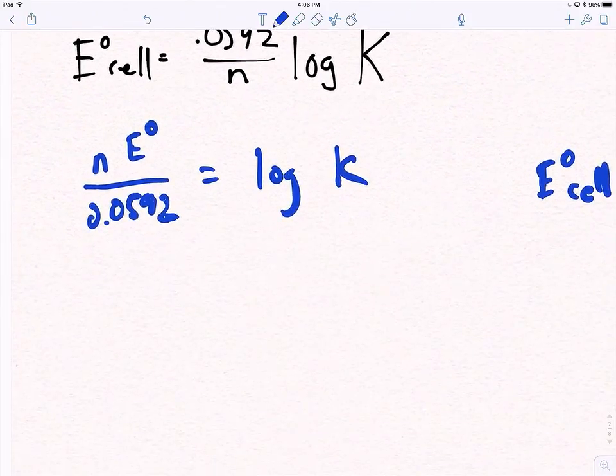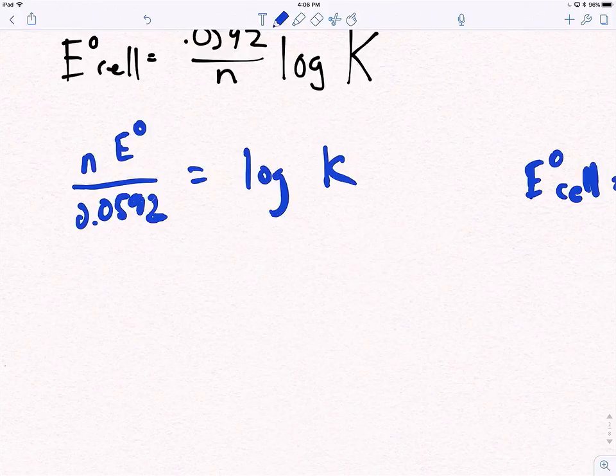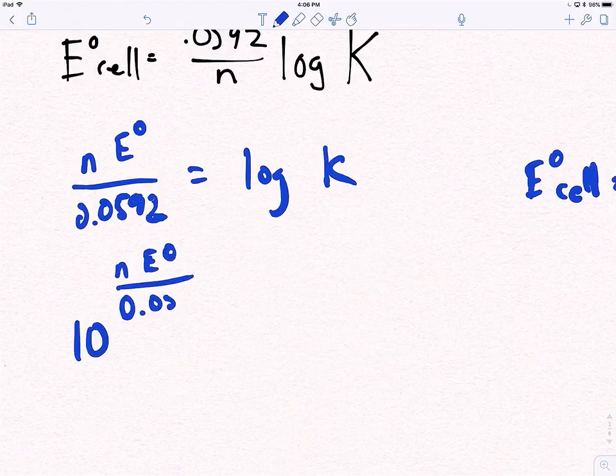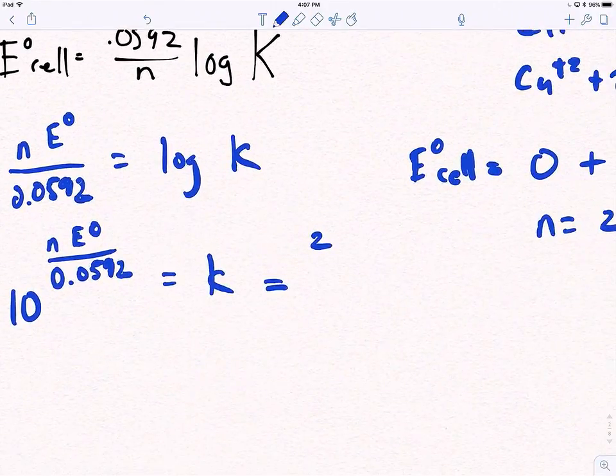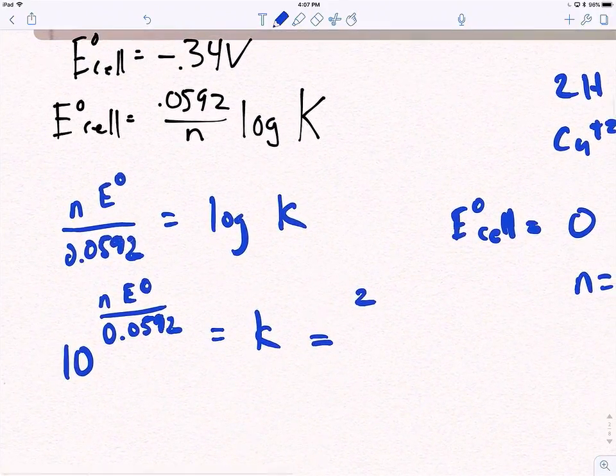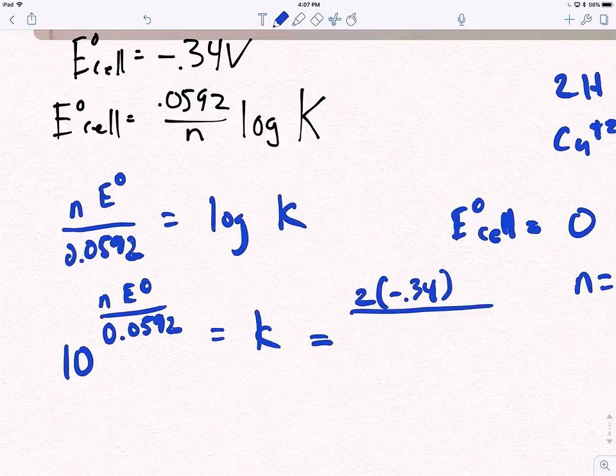And you can get rid of that by taking 10 to both sides. So that means 10 to the N E0 over 0.0592 equals K. Okay? So that means 2 moles of electrons. What is E0 cell? Minus 0.34. 2 times minus 0.34 over 0.0592. And put that in a calculator. Oh, 10 to that, I'm sorry, 10 to that.